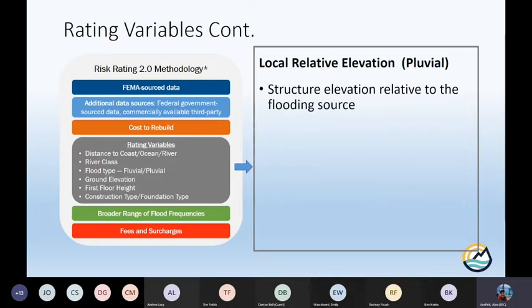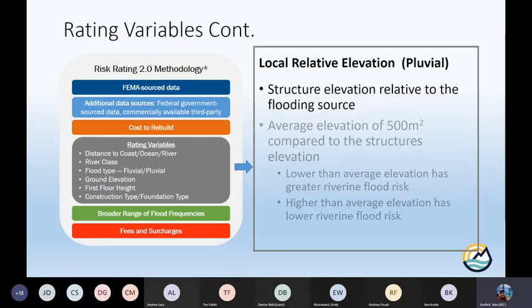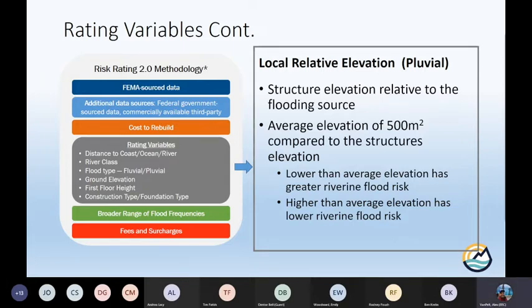Now what they're going to do, though, is look at your building's elevation, and they're also going to compare it to what the land around your building looks like. Are you living in a bowl or are you on top of a mountain in eastern Kentucky? So they're going to look at the average elevation for an area of about 500 square meters around your building, which, for those who are not in the metric system, is about a third of a mile. They're going to compare your building's elevation to the average.